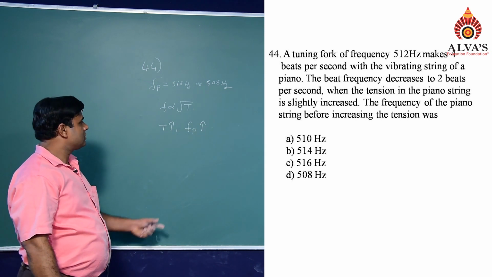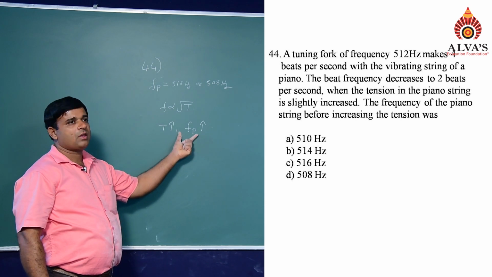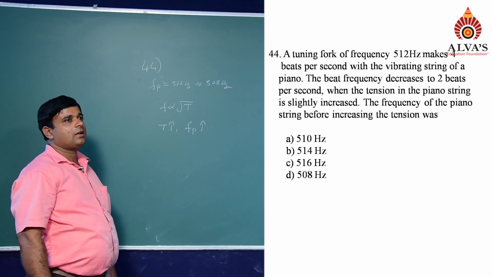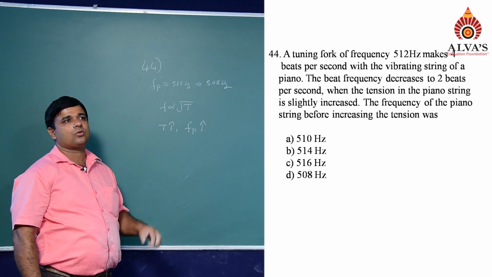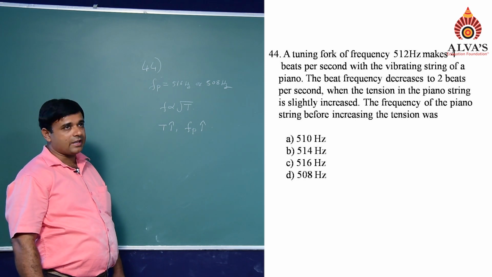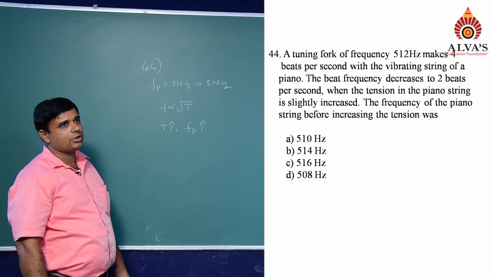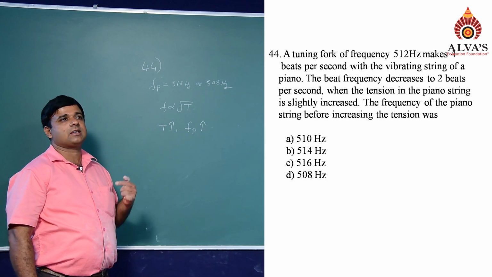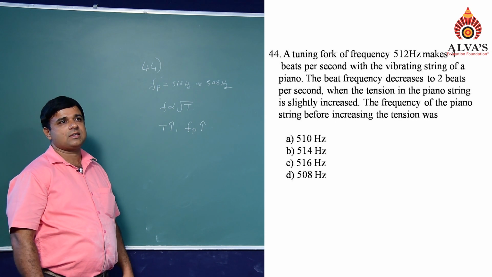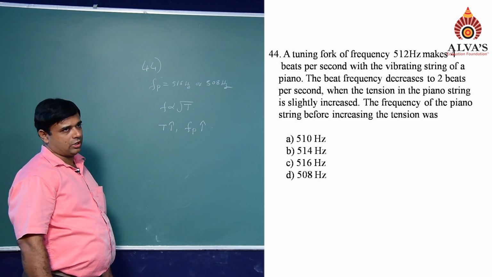As tension increases, the frequency of the piano increases. If the difference between the tuning fork and piano frequency is decreasing, it means its original frequency is smaller than the tuning fork. Increasing would mean its original frequency is larger than the tuning fork.